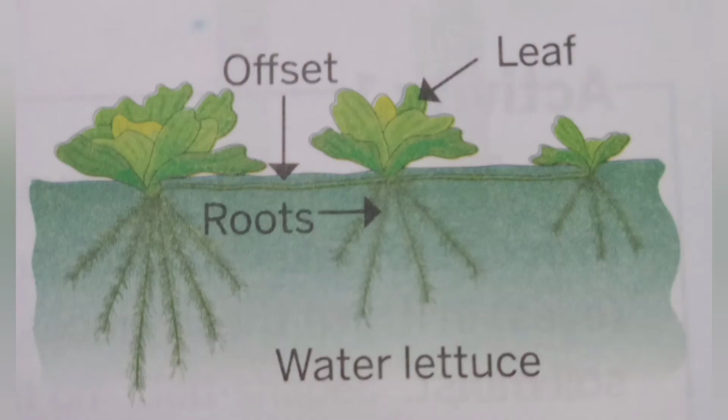The next one is offset. An offset is a short horizontal branch that arises from the axil of the leaf, as you can see in the picture. The branch elongates to a certain length and then produces leaves at the node and a cluster of roots that fix to the ground. The offset often breaks from the mother plant, leaving the daughter plant. The daughter plant then grows into an independent plant body. For example, the water lily.